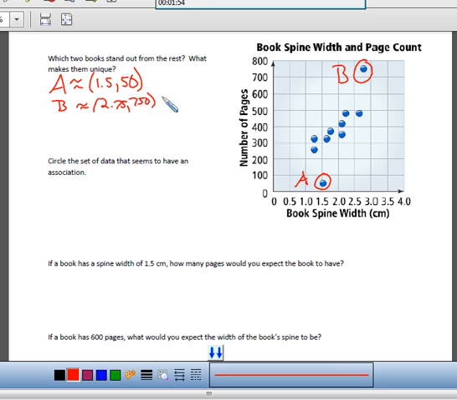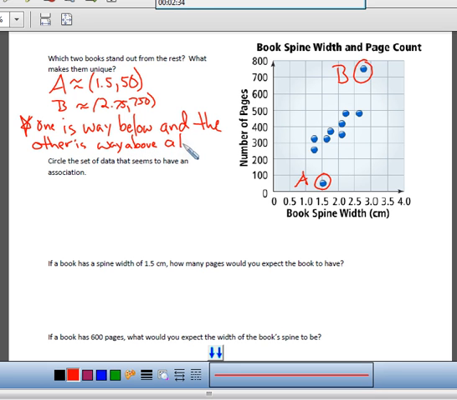So what makes these two unique is one is way below and the other is way above all the other points, the rest of the points.